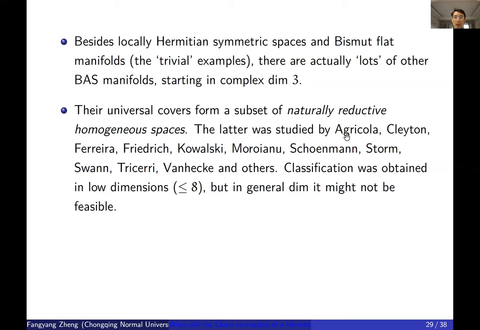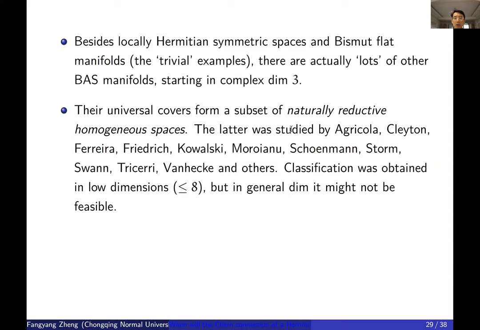So then people like Professor Agricola, Clayton, I listed a few names, which is by no means exhaustive. My understanding is that these naturally reductive homogeneous spaces were fully classified up to maybe dimension eight. But as you can imagine, in higher dimensions this is not possible in general, because you can't imagine having a classification of the algebras in all dimensions.